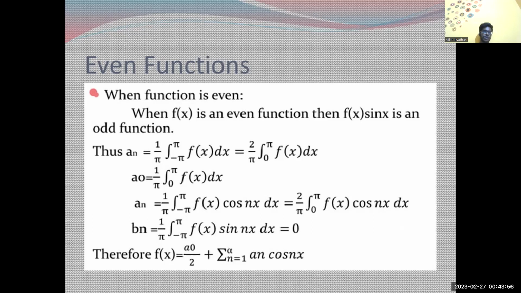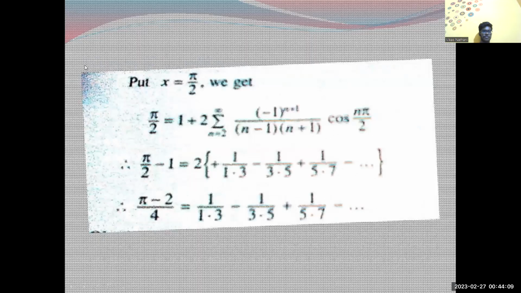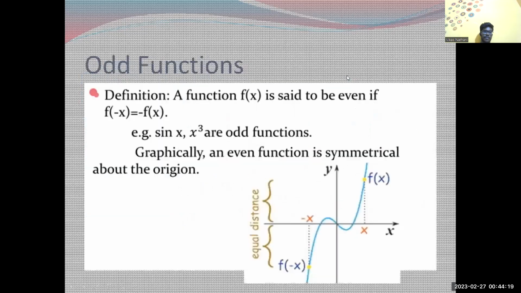Therefore, f of x is equal to a naught by 2 plus sigma n equal to 1 to infinity a n cos nx. Here we have a sum, used to find the Fourier series. This is not required a lot, we have just given it to show in the PPT. Then we'll be substituting this. Now let's discuss odd functions.